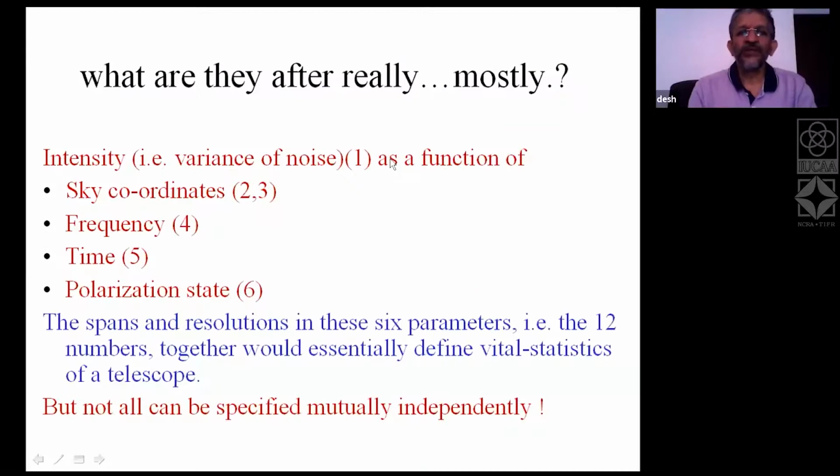So this is again repetition of it. Here I'm just counting the attributes. So intensity is 1, 2 sky coordinates, making it a total of 3 things. And this is basically intensity as a function of these 2 coordinates, frequency, time, and polarization state. So we have 6 parameters here, or 6 entities. And as I said, span and resolution in these 6 parameters define the vital statistics of a telescope. What span is possible, what resolution is possible.